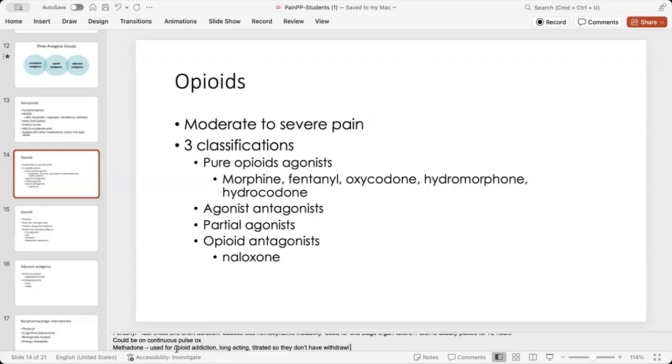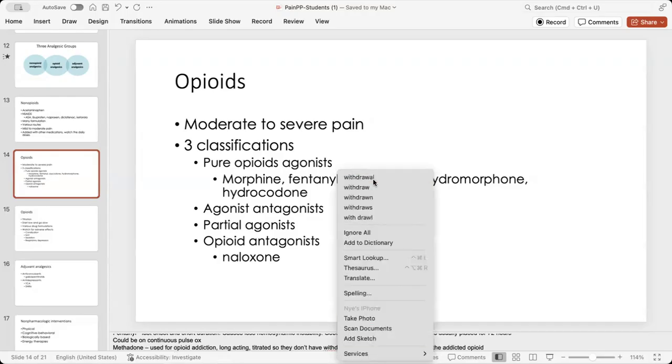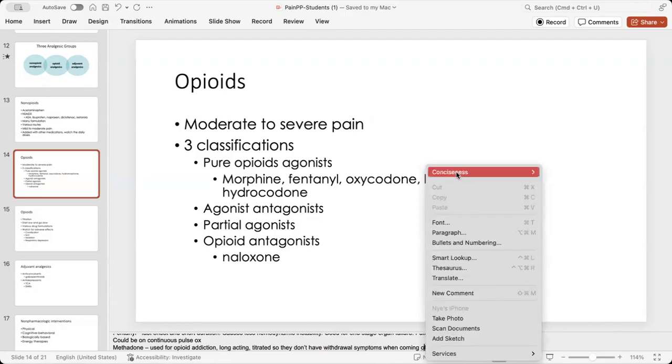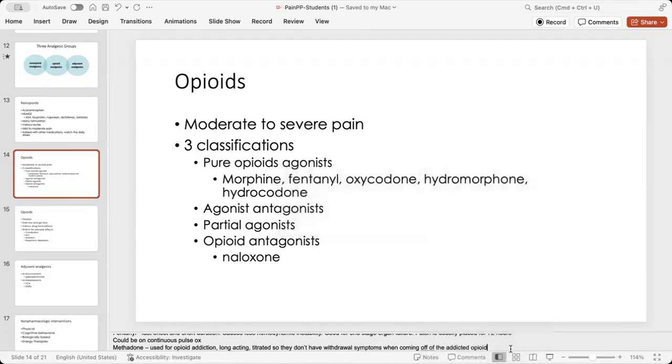Why do patients continue to take opioids? Because of the withdrawal. When you come off an opioid, what do they feel like? Crap, right? They don't feel good. So methadone can be given. It can be given for pain also, but a lot of times you'll see other patients who have a substance abuse disorder. It can be given to help that patient treat their addiction. All right, so those are considered your opioids, over a variety of different ones.